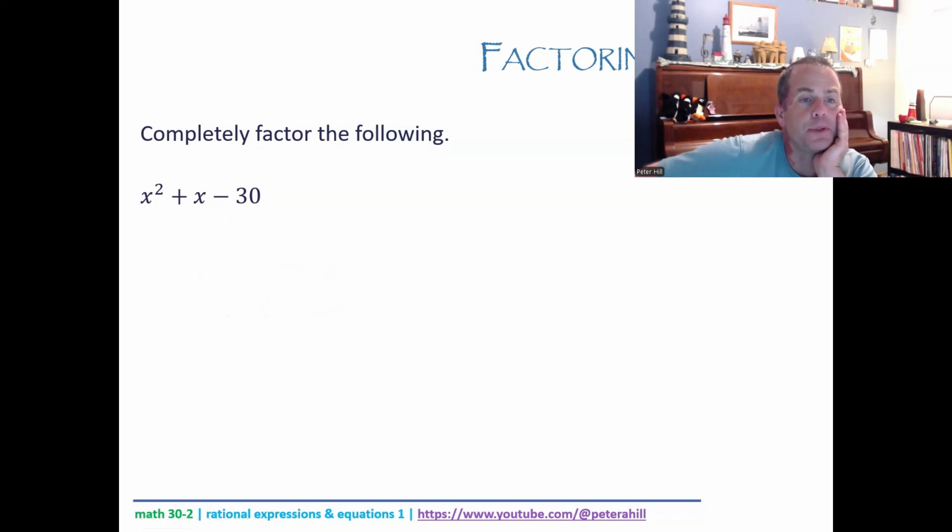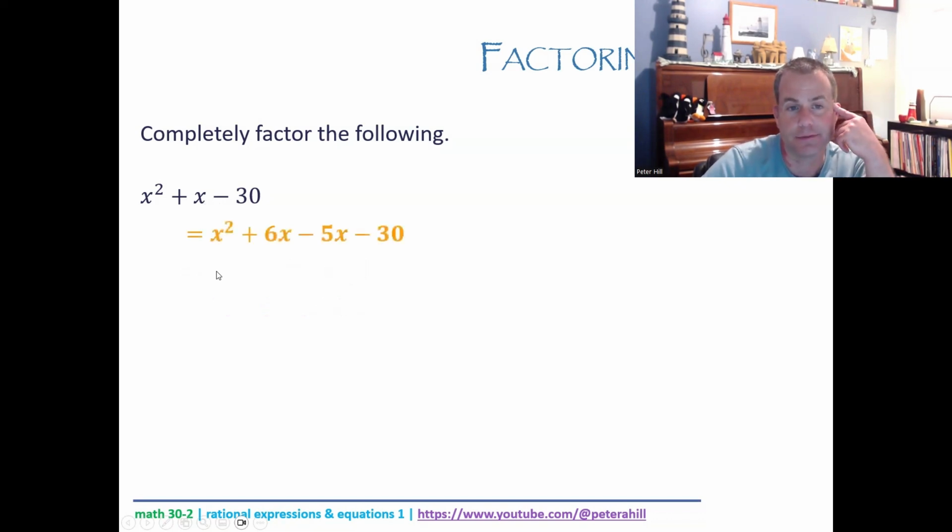X squared plus x minus 30. So I'm looking for two numbers this time to multiply to negative 30, but add together to give me positive 1. So that's actually still going to be my 6 and 5. It's just that now the 6 is positive and the 5 is negative.